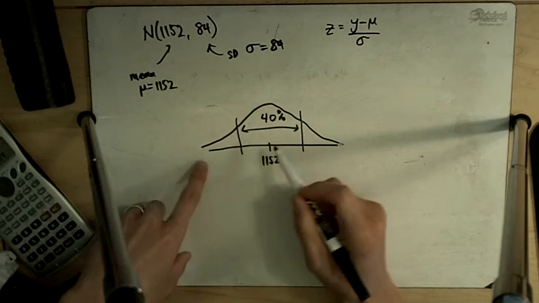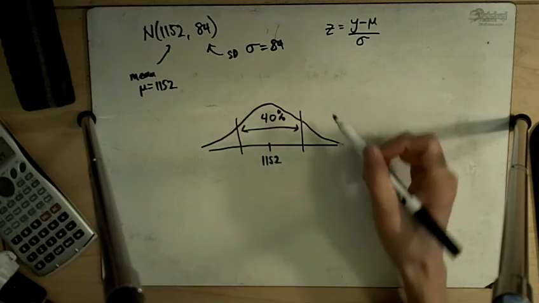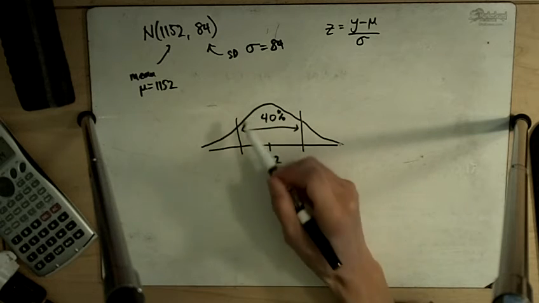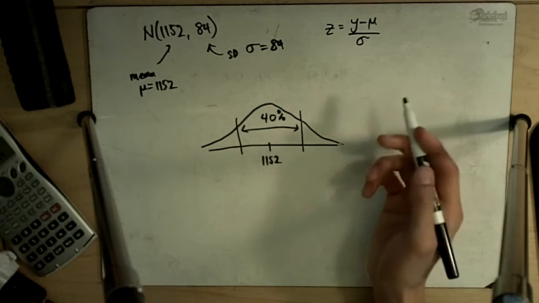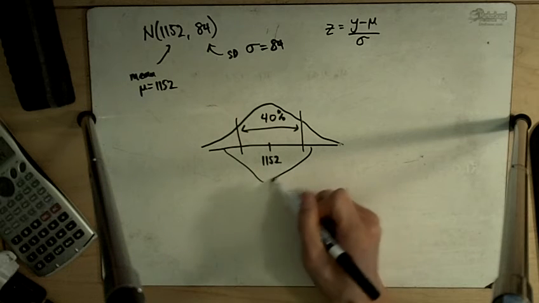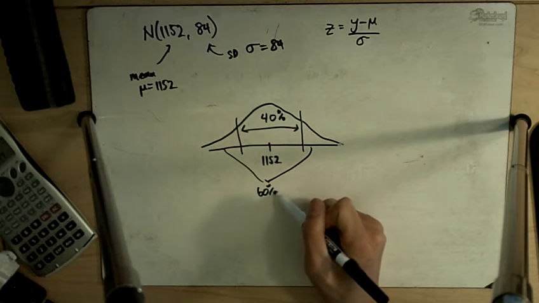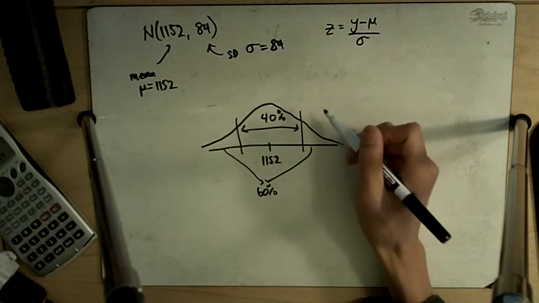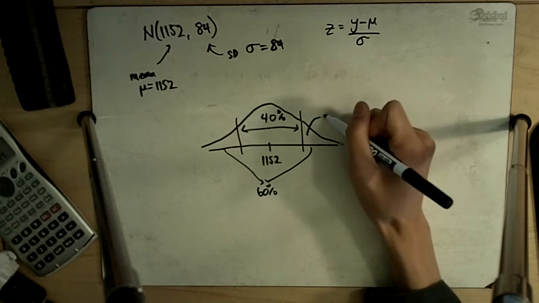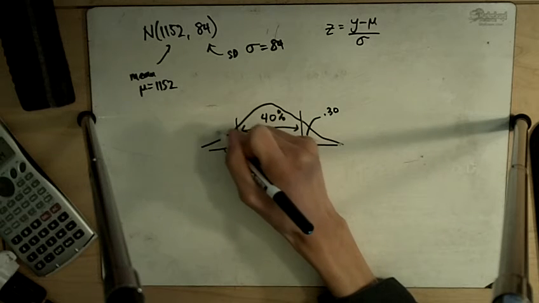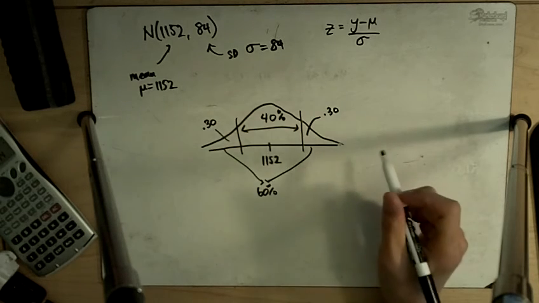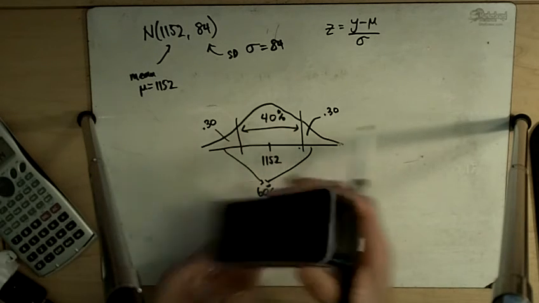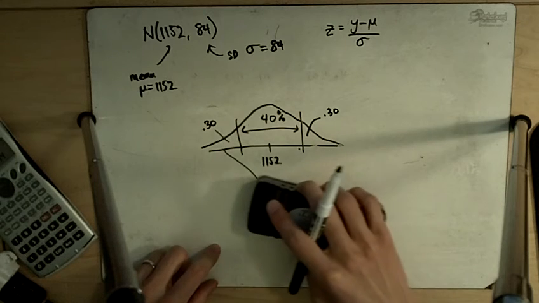Okay, and so the total area on the outside is going to add up to 60% because everything adds up to 100%. So if we got 40% in the middle, everything on the outside adds up to 60%, because 40 plus 60 adds up to 100%. And because it's perfectly symmetric, half of it is going to be 30%, and the other half is going to be 30%. So we want to know the values here and here to find out the interval for the middle 40%.